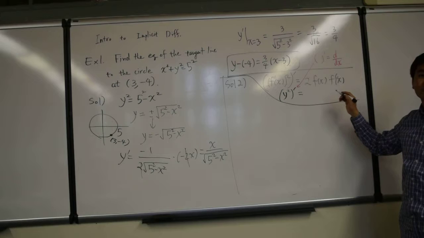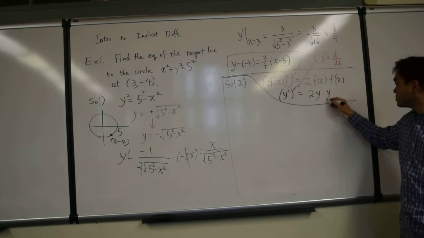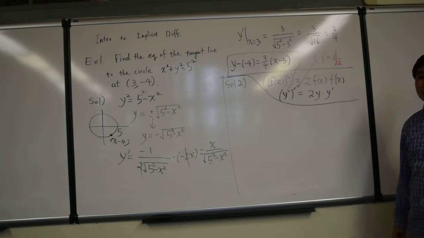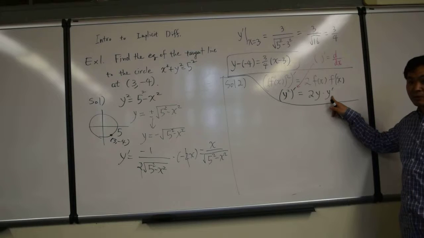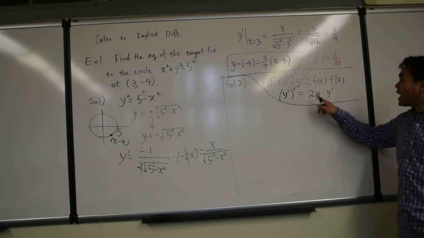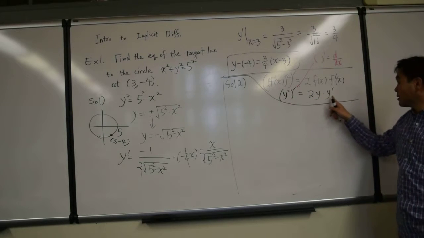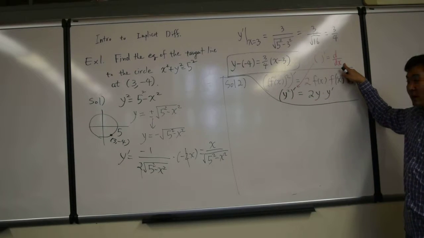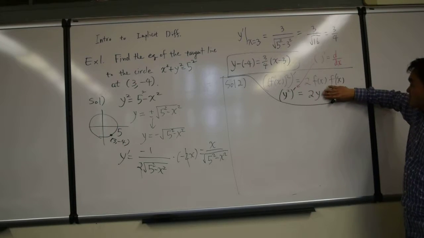Yes? 2y minus dy dx. Okay. It's 2y y prime. Where does this y prime come from? From the fact that y is actually a function of x, right? And you're trying to differentiate y by x. If this prime was differentiation by y, then it would just be 2y.